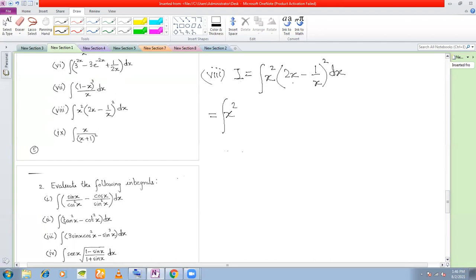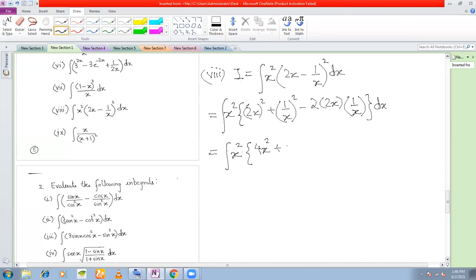You have integral x square, you expand 2x minus 1 by x by a minus b whole square formula. So you have a square plus b square minus twice ab dx. Integral x square, and this 2x whole square you get 4x square, 1 by x whole square, you get 1 by x square. Here x and x will cancel. You simply get minus 4.